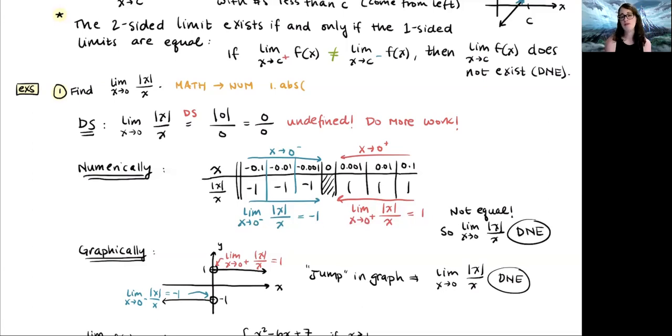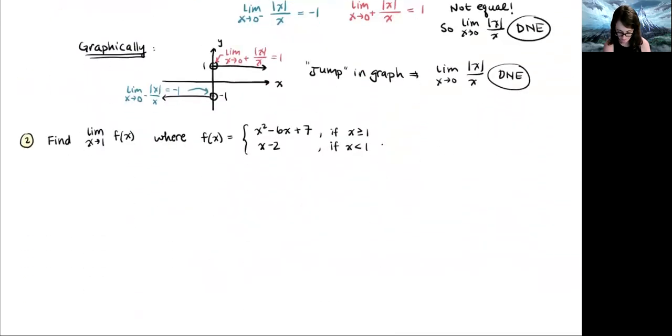Things with absolute values in them tend to have this behavior where they have a jump at some point, because absolute value will change whether you have a positive or a negative thing in it. So this is something that can happen typically with absolute value stuff. Another kind of function that has some jumps in it is what's called a piecewise function. So here's an example of that.